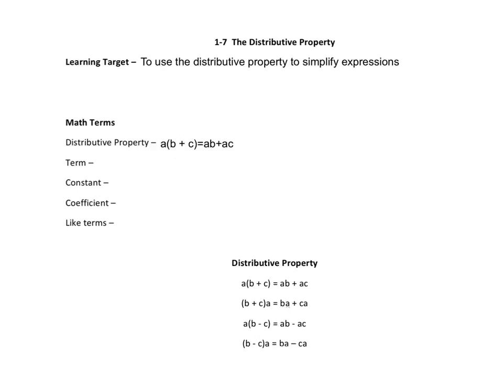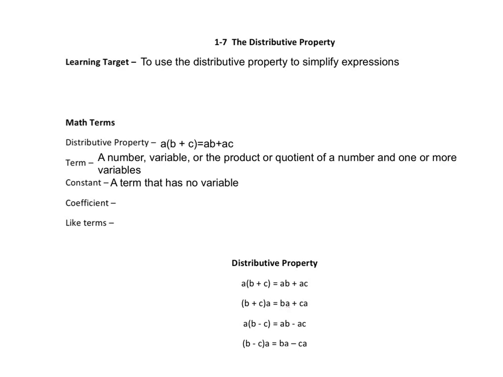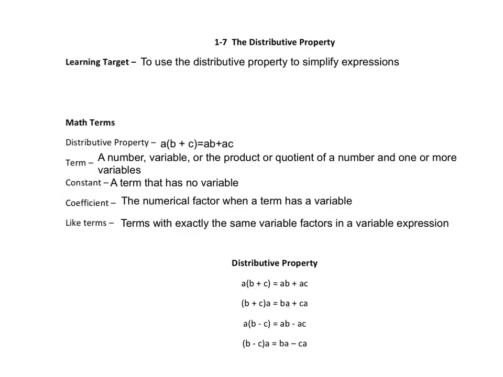The distributive property is to multiply each term inside the parentheses by the number or variable that is outside of the parentheses. A term is a number, variable, or the product or quotient of a number and one or more variables. Constant is a term that has no variable. The coefficient is the numerical factor when a term has a variable. Like terms have exactly the same variable factors in a variable expression.